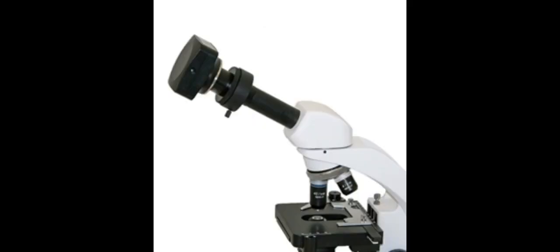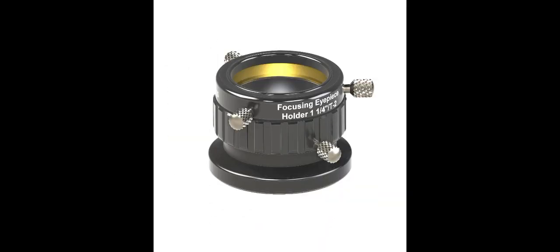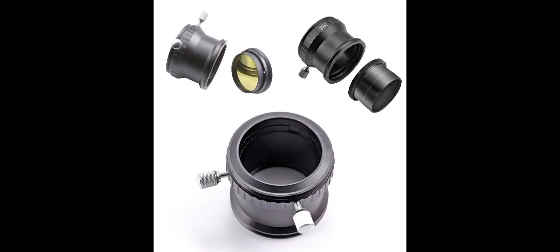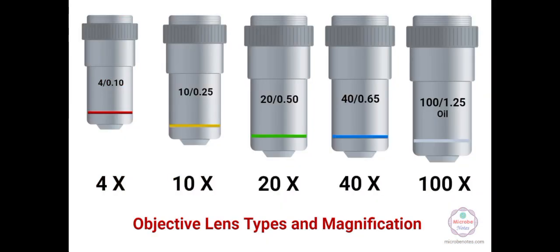Two. Eyepiece holder. It is often known as the eyepiece tube. The eyepiece is mounted directly over the objective lens. Some microscopes, like binoculars, have a flexible eyepiece tube that may be turned for optimal visualization and to account for differences in distance.